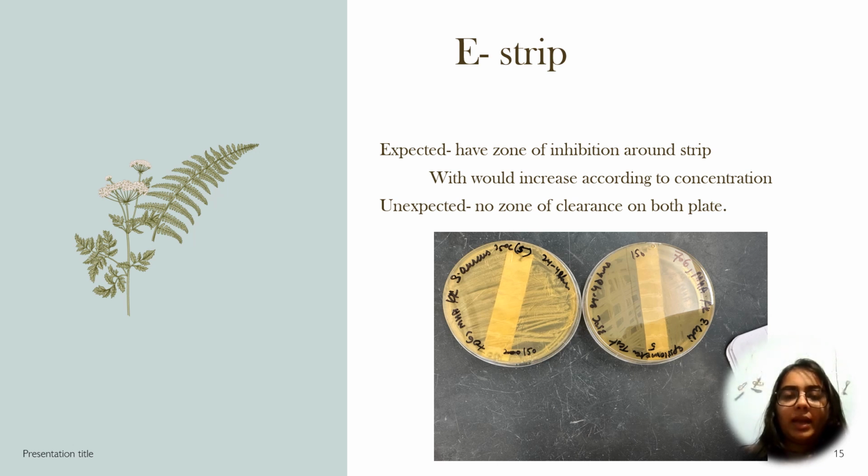Another unique method used by us for testing the antimicrobial properties of beetroot was the E-strip or epsilometer test. This strip is similar to the Kirby-Bauer disc diffusion method. The only difference is that for the E-strip, a strip of different concentrations is placed on MHA, while in the Kirby-Bauer technique, different discs of specific concentrations are placed on the same plate.